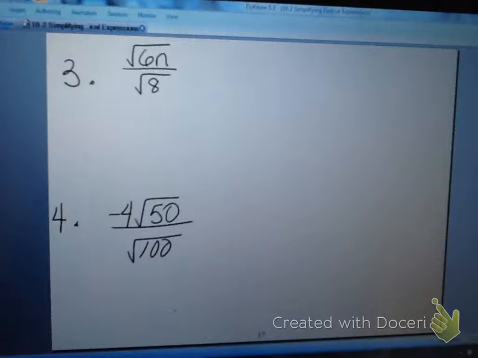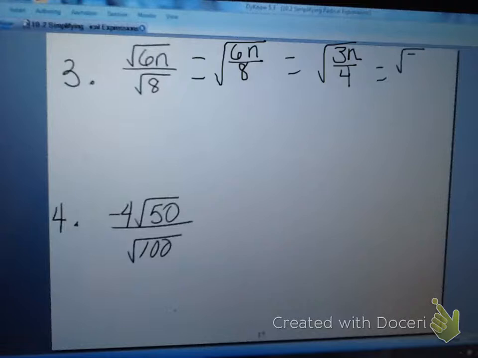Look at number 3, square root of 6 over the square root of 8. Well, I can do one of two things. I can rewrite it, putting it all over one radical, and then simplify. 6 over 8 reduces down to 3/4. And that's square root of 3 over 4. Then separate the numerator in its own radical and the denominator in its own radical. And square root of 3, I can't do anything with that. Square root of 4 is 2, so I am finished.